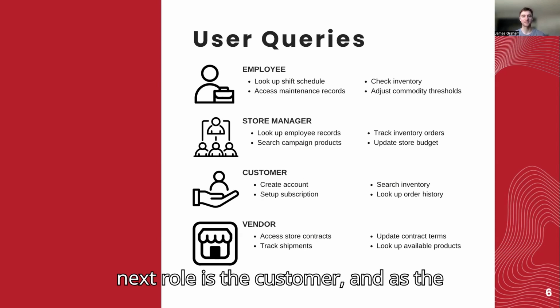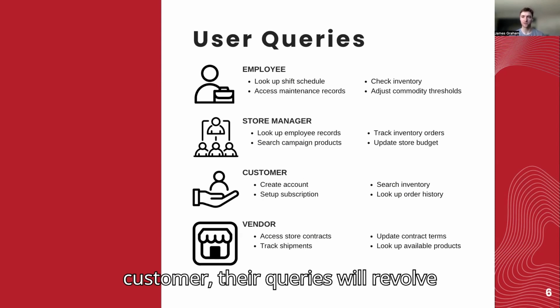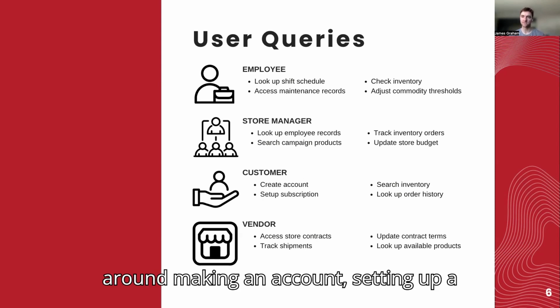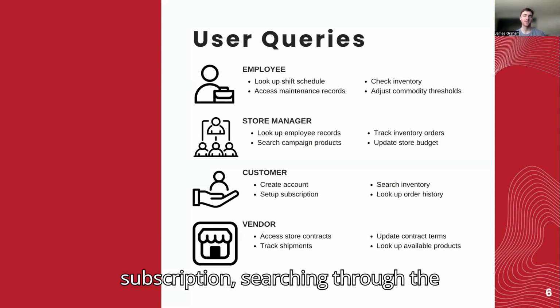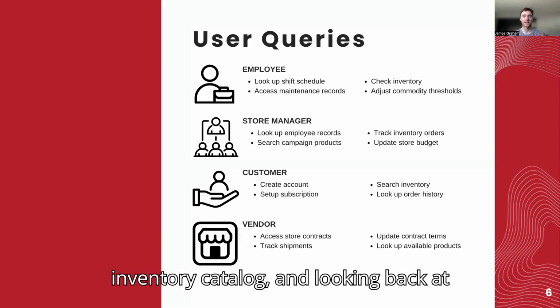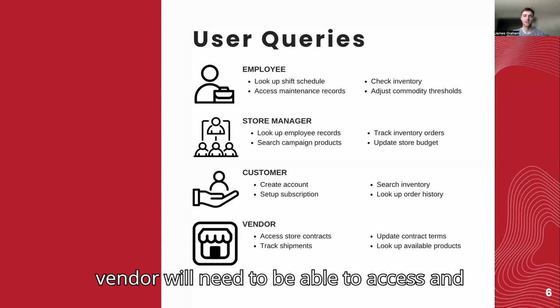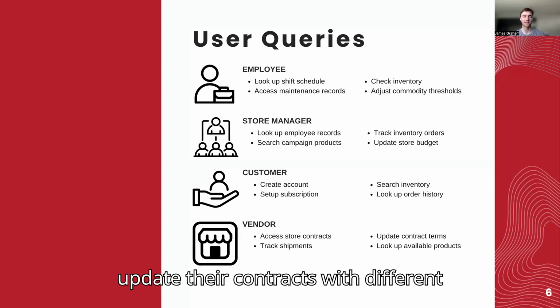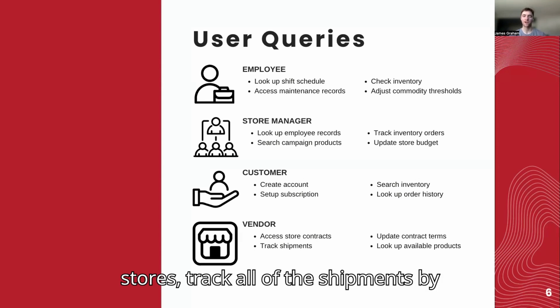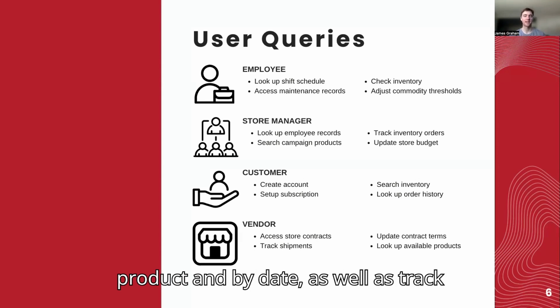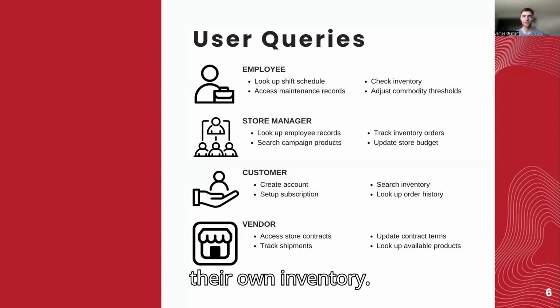The next role is the customer, and their queries will revolve around making an account, setting up a subscription, searching through the inventory catalog, and looking back at their order history. Finally, the vendor will need to be able to access and update their contracts with different stores, track all of the shipments by product and by date, as well as check their own inventory.